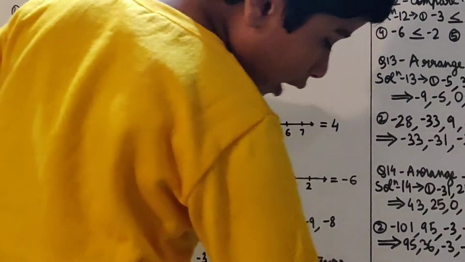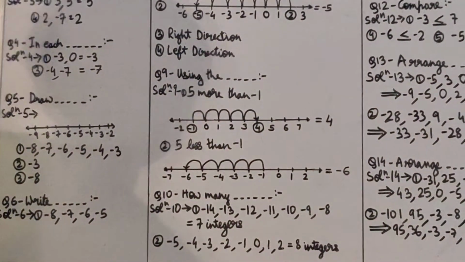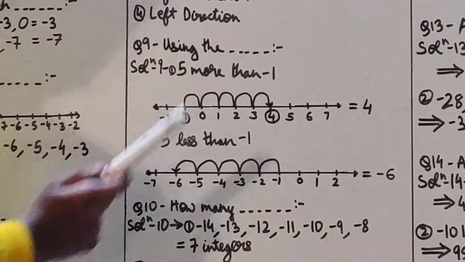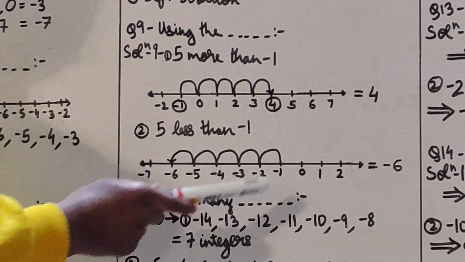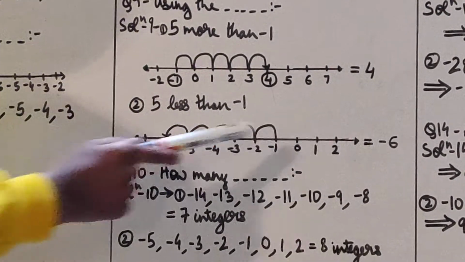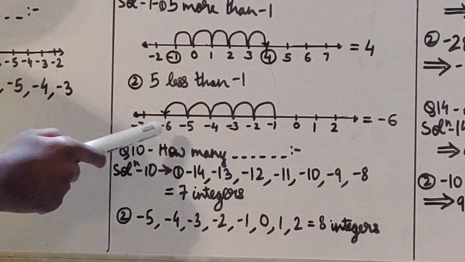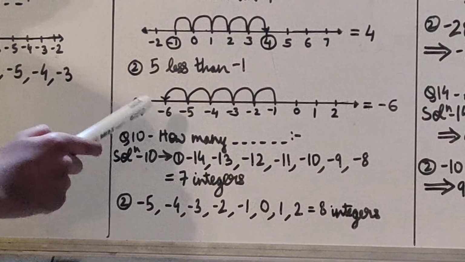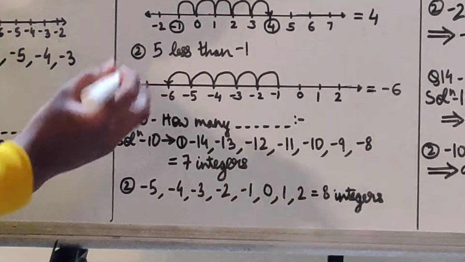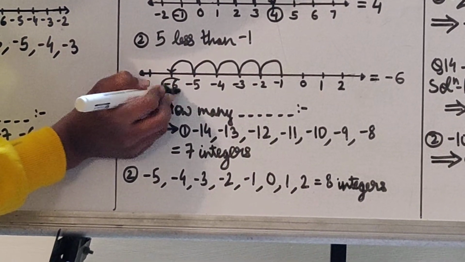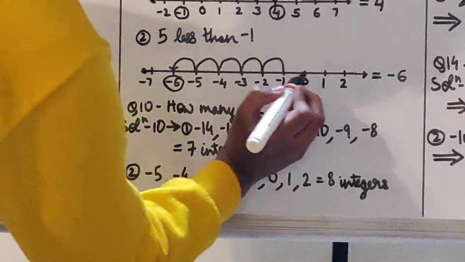So the second question is now 5 less than -1. Now they have written 5 less than -1. So we will move towards the left side. That is, if we move 5 units to the left of -1, we will reach -6.